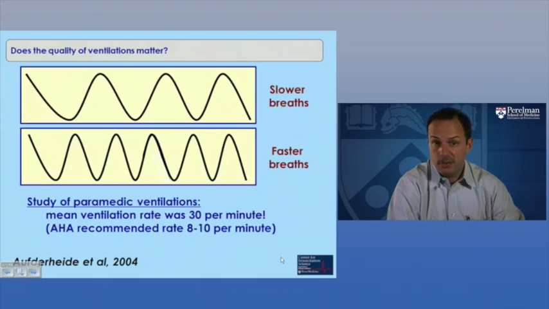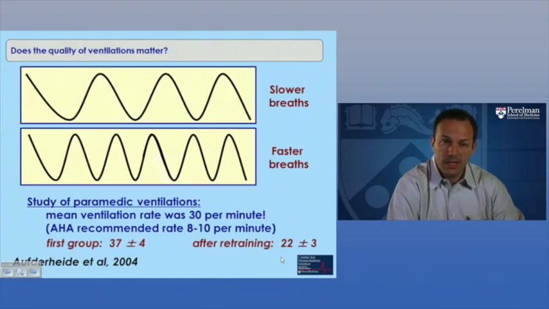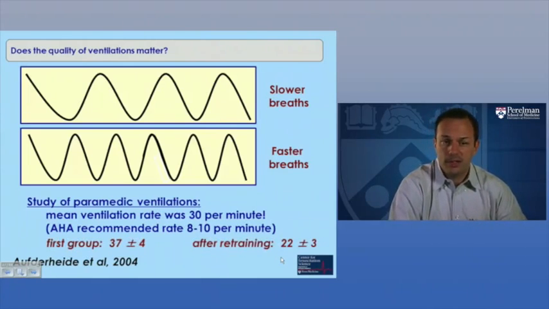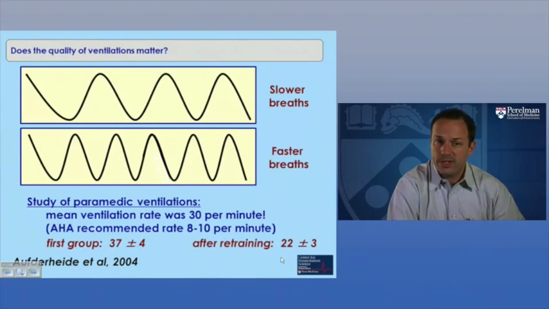Now, you might ask, is it a big problem? Well, I'll tell you that this study actually showed something a little more dramatic. In a first group of cases, they found a ventilation rate of 37. They then took this to the animal lab, simulated that ventilation rate, and found that it killed all the animals. In fact, this research publication is titled Death by Hyperventilation. They then retrained all the paramedics, and ventilation rate got a lot better. So with intensive retraining and instruction as to the importance of slowing down the breaths, these paramedics improved.